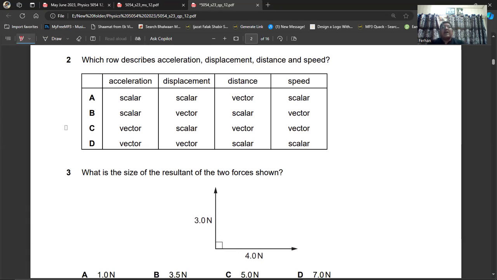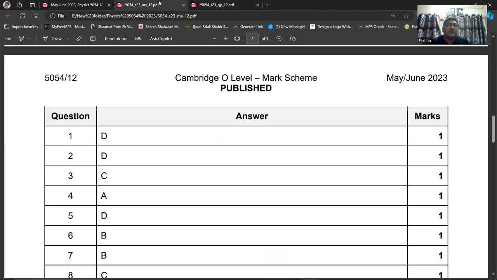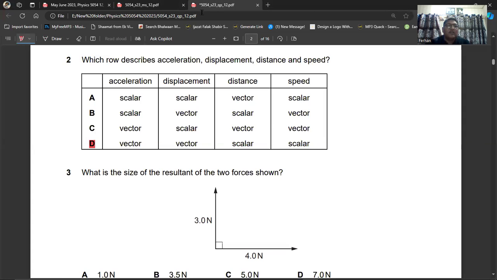Which row describes acceleration, displacement, distance, and speed? Acceleration is a vector quantity. Displacement is a vector quantity. Distance is a scalar quantity. Speed is a scalar quantity. So I think D is the choice. Question number 2, D is the choice.